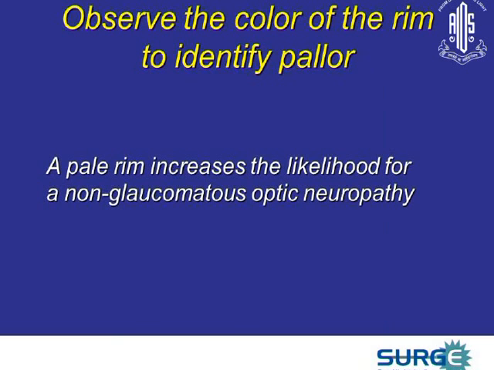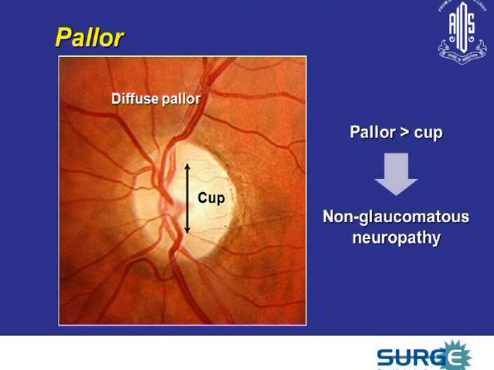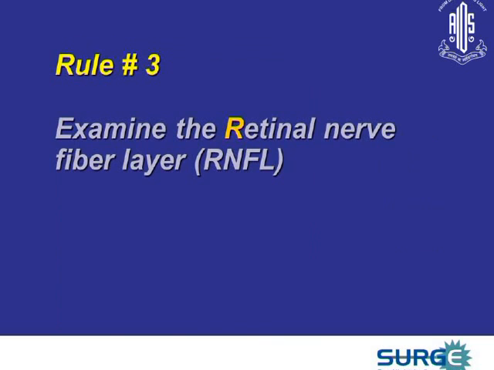You also have to comment on the color of the rim, and pallor of the rim, which if you see increases the likelihood of non-glaucomatous or neurological causes of optic atrophy rather than glaucoma. So if you see a good neural rim but which is extremely pale, you are going to suspect more of neurological causes.